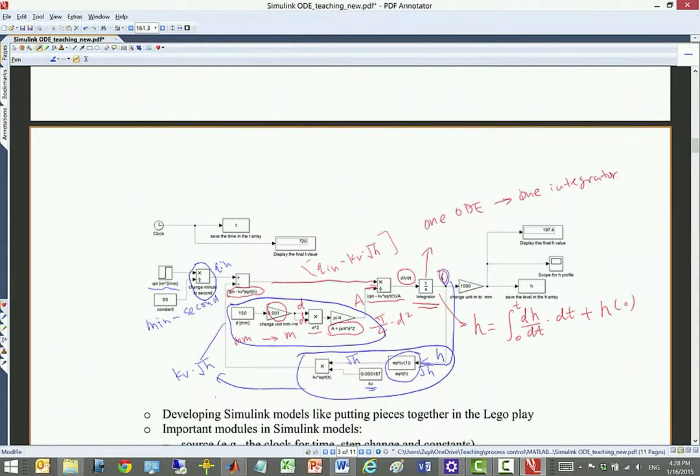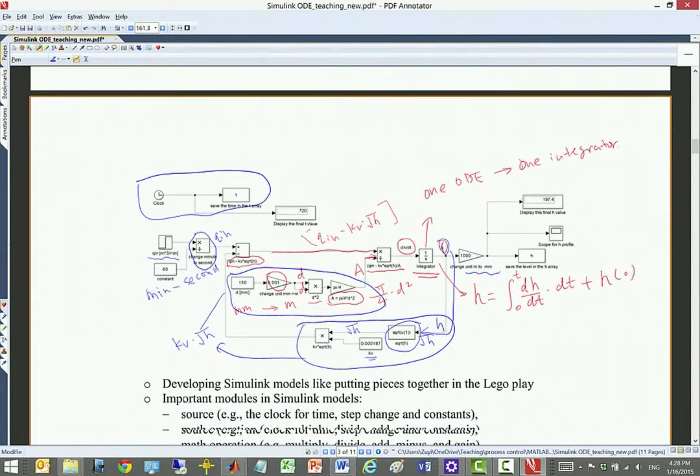Based on that, we could do the simulation, and at the same time we need to record the time. So here we have the module to record the time, and then we change the unit from meter to millimeter, so it times 1000, right?